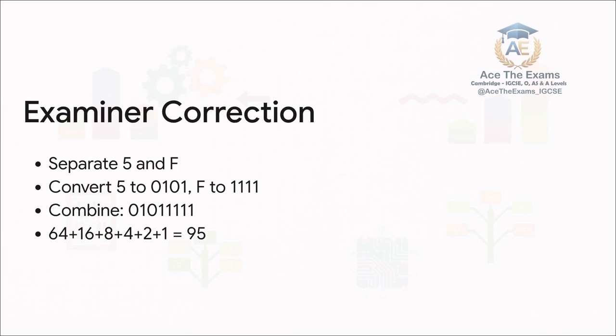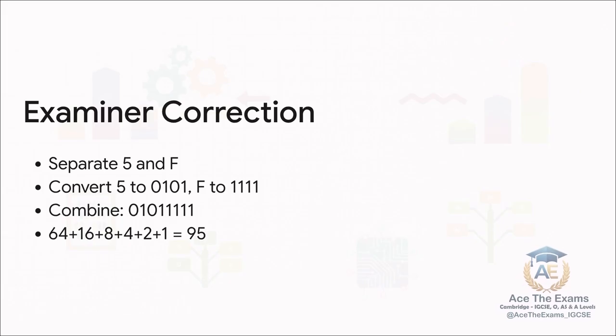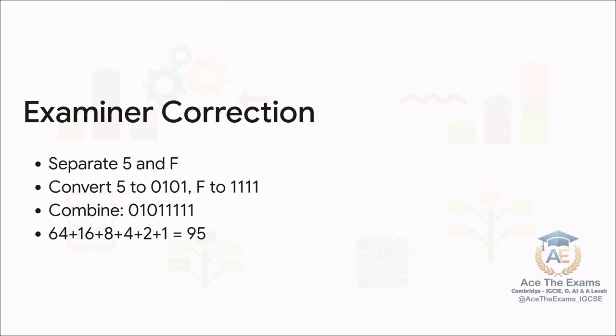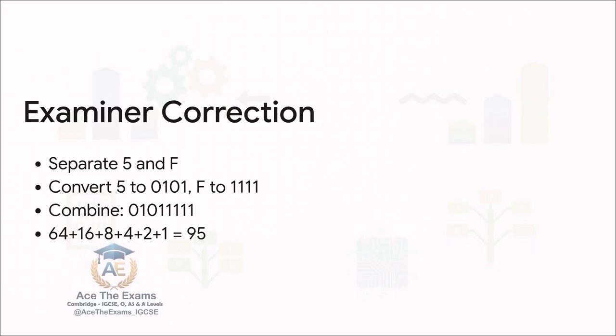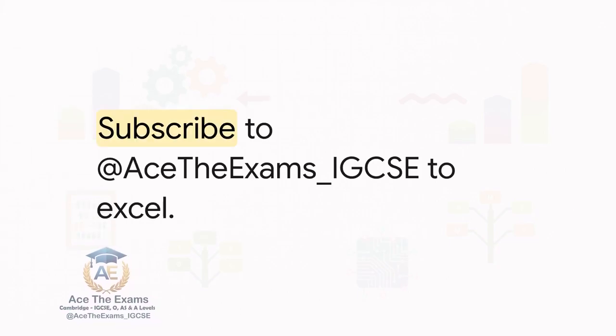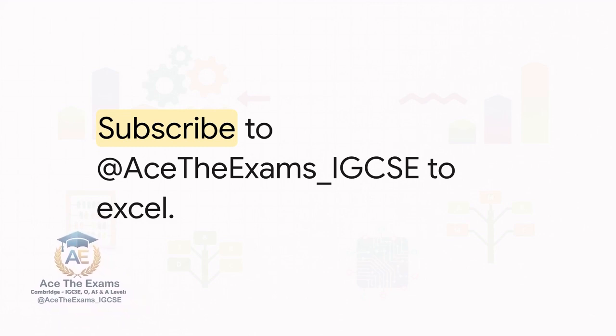First, separate the 5 and the F. Convert the 5 to the nibble 0101. Convert the F to the nibble 1111. Combine them into your full 8-bit byte, 01011111. Finally, apply those place values. We just add 64, 16, 8, 4, 2, and 1 all together. The math gives us exactly 95. By systematically writing out these points, you have completely transformed what could be a really confusing calculation into an absolute guaranteed win. So the crucial point here is mastering this method isn't just about the math. It's about strategy and it's about practice.